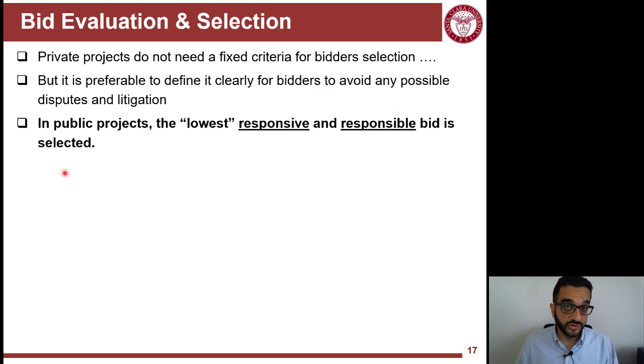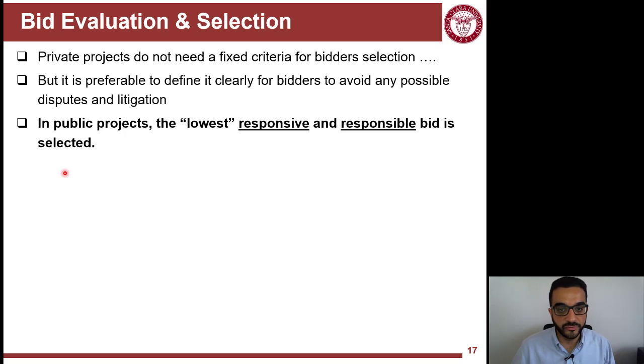In public projects, the criteria follow the traditional way, where the bidding process is the focus. So it's not applied to the design-build delivery system; it's more for design-bid-build. In design-bid-build public projects, they're required to select the lowest responsive and responsible bid. The lowest is the one providing the least bid price, but they also have to be responsive and responsible.